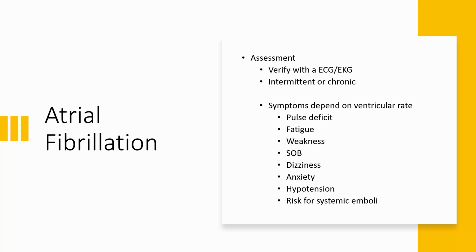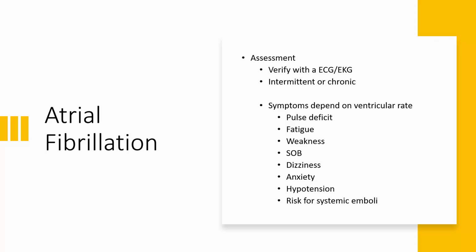So chronic AFib means they just are always in AFib, but intermittent AFib means that they come in and out of it. So they might be in normal sinus rhythm, and then they have a run of AFib, and then they go back to normal sinus rhythm, and then they have another run of AFib. It's just very intermittent. So those symptoms they're going to have, guys, it depends on how fast their rate is.